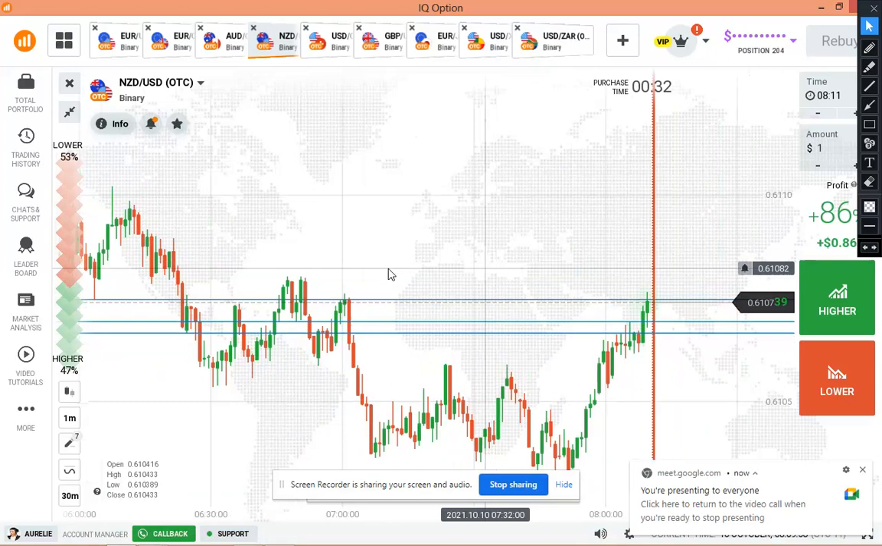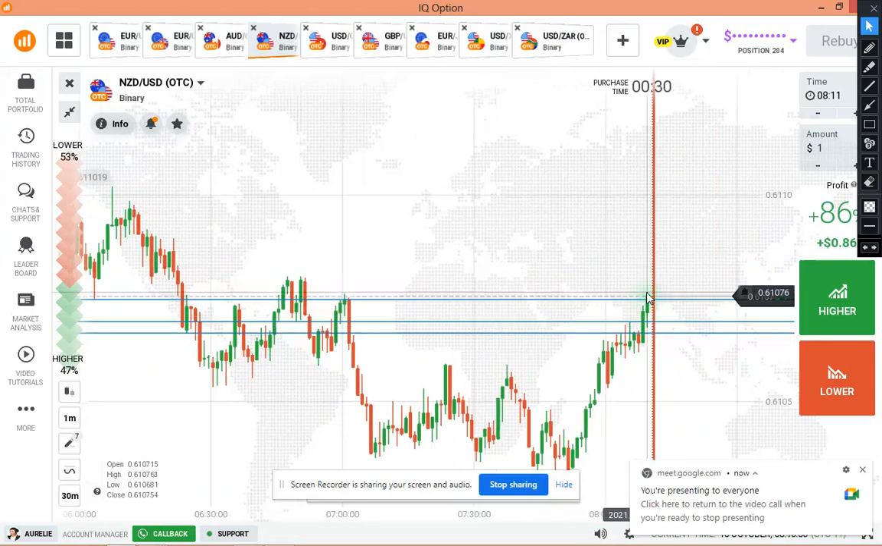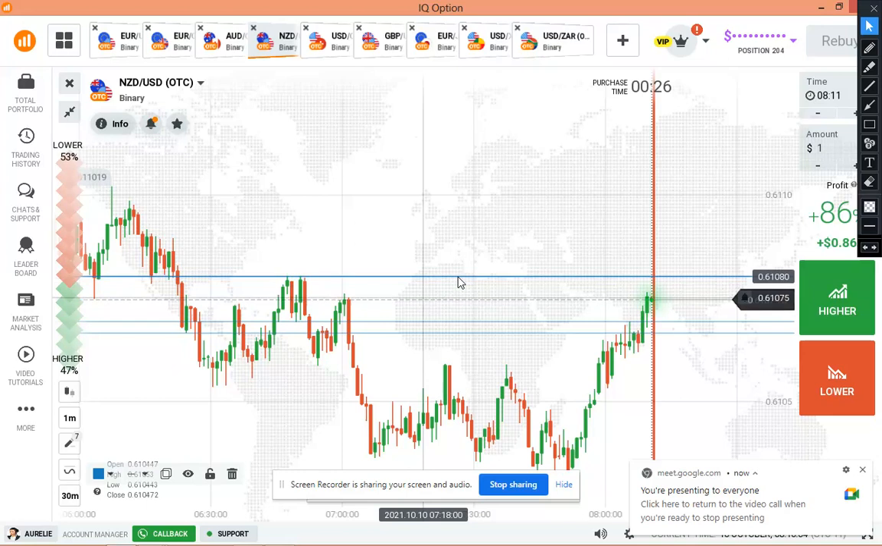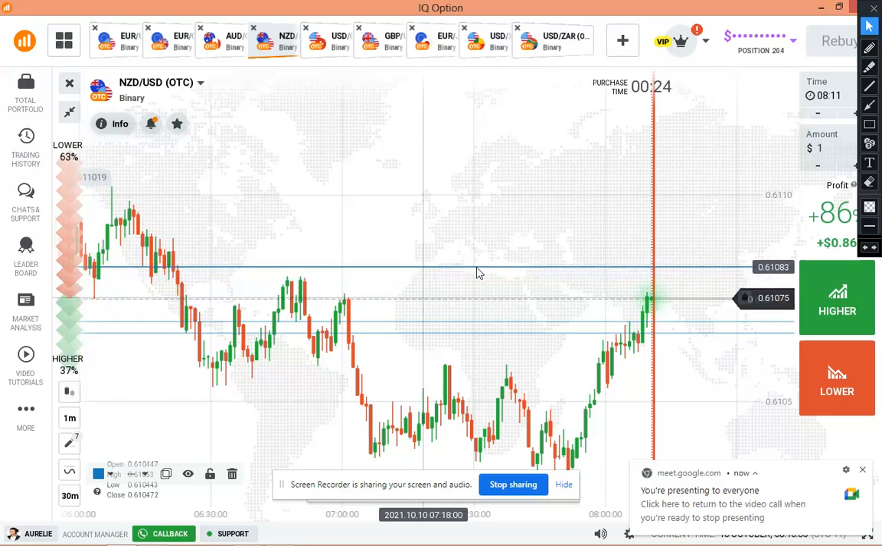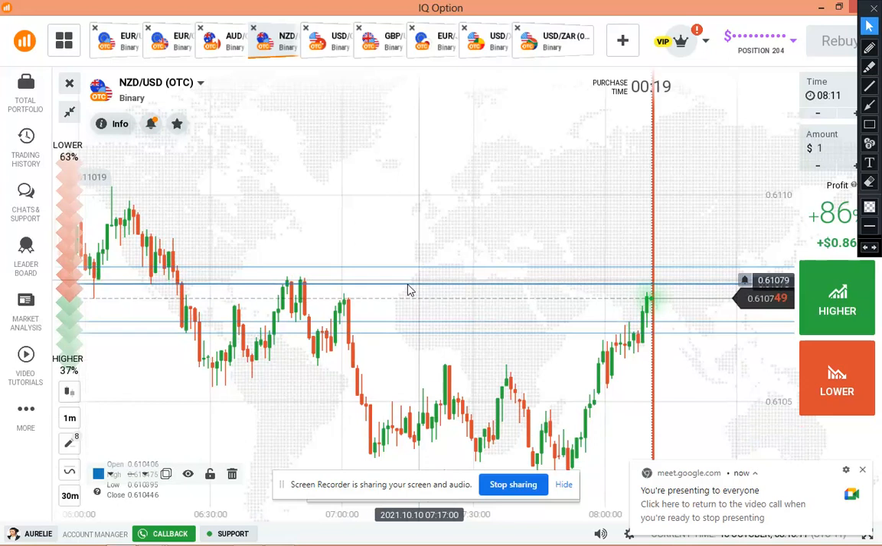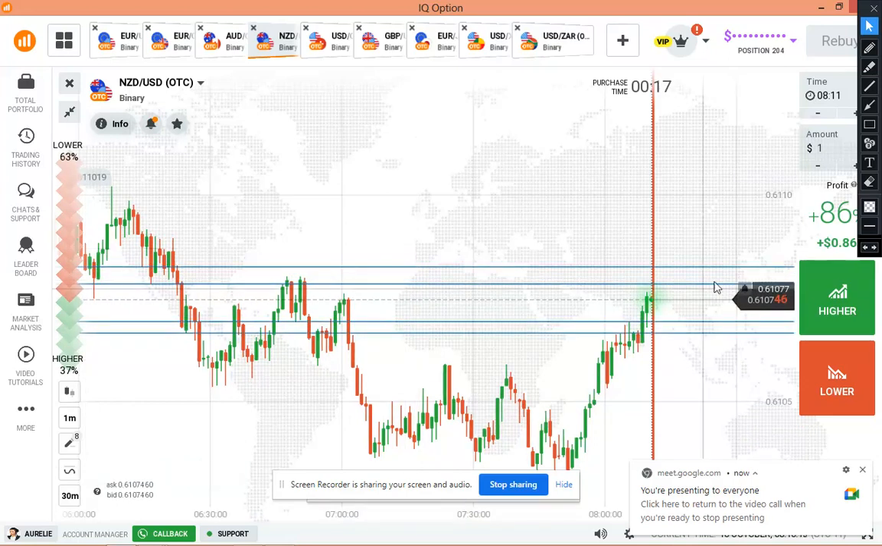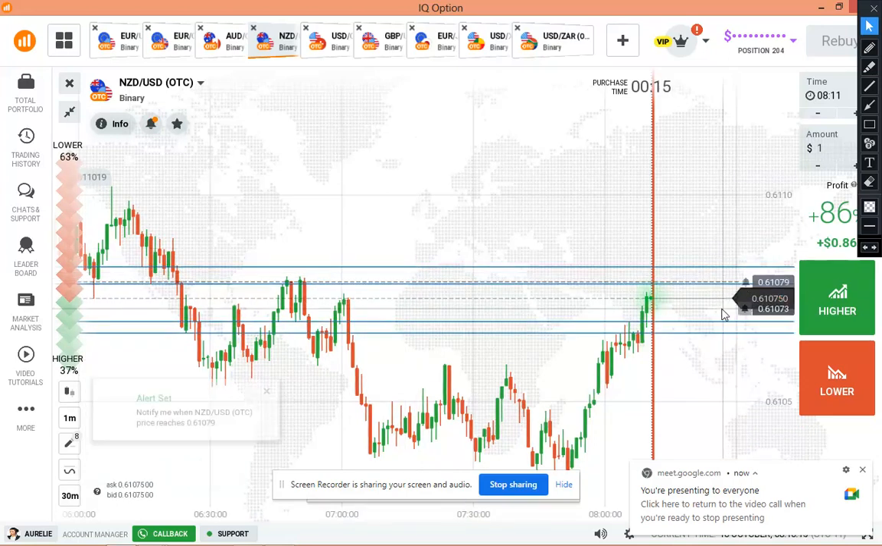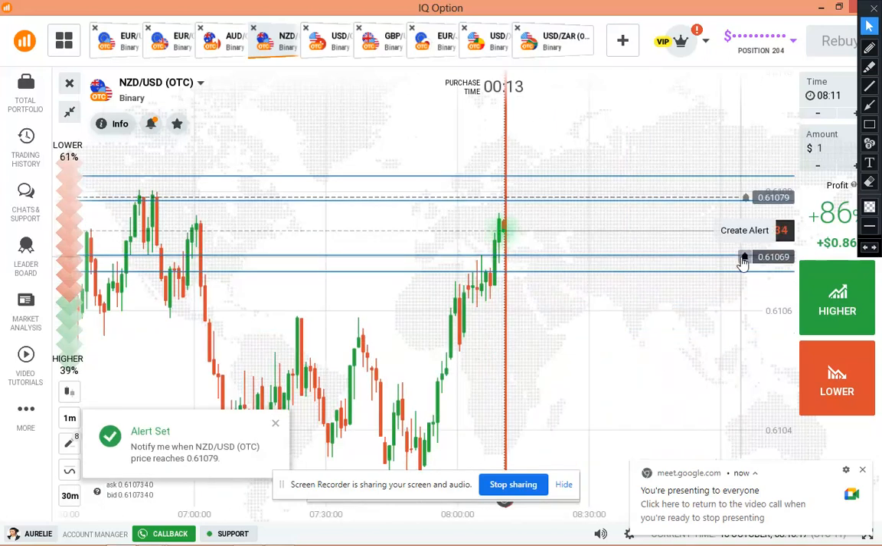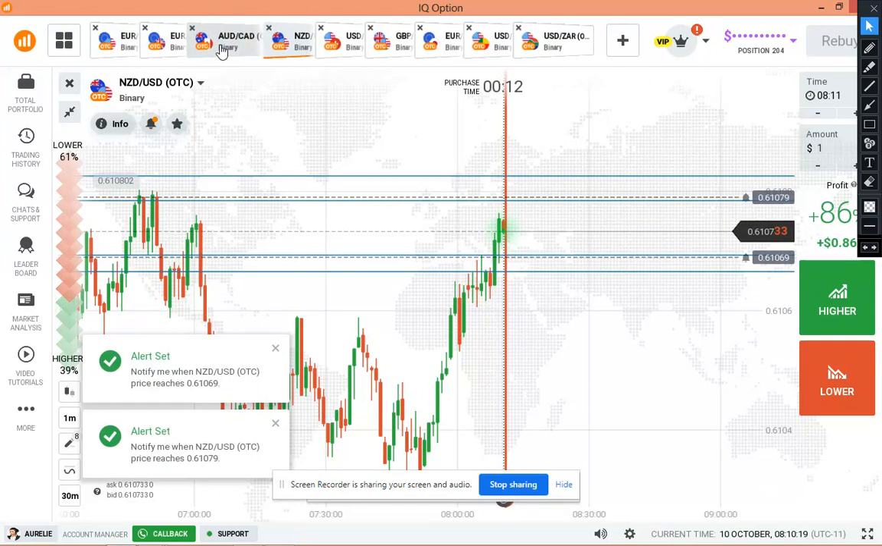Okay, where this candle got rejection is a resistance level. Let me do it this way. And next candle, next line, somewhere here. So this is another resistance level. This is another resistance level. This is another support level.